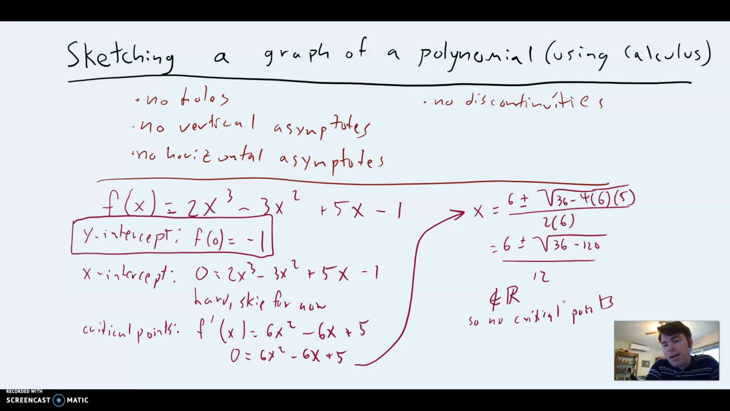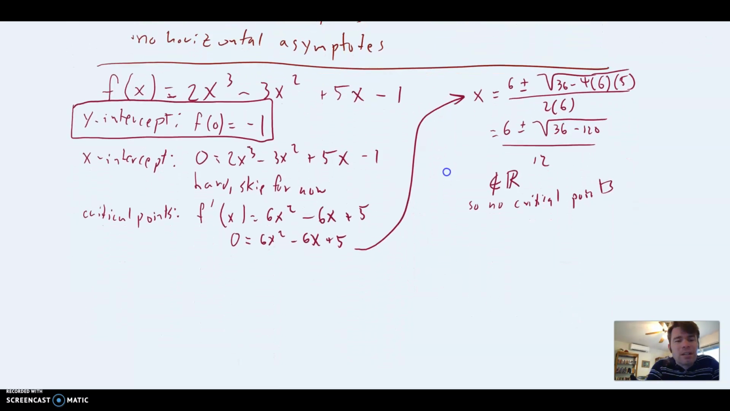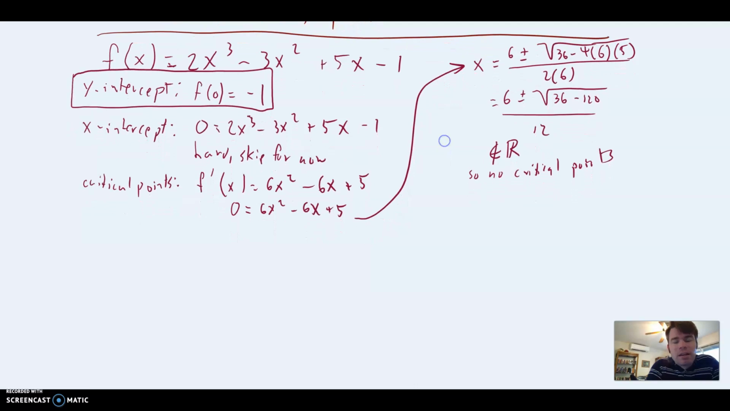There are no places where there's a horizontal tangent. There are no maxes and mins. Okay, let's move on and try finding inflection points.